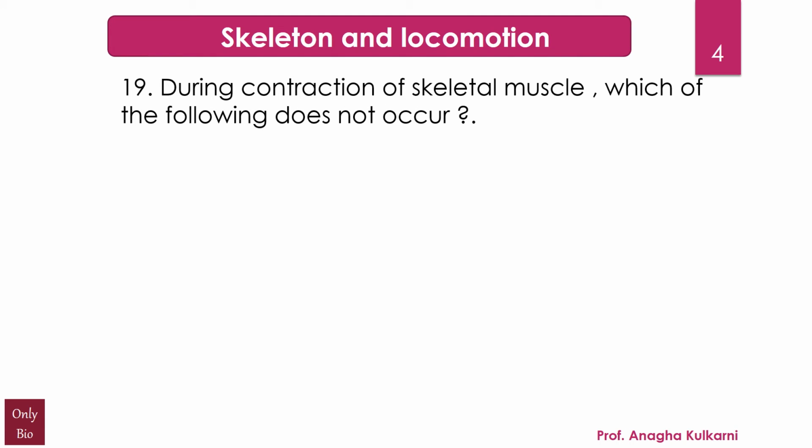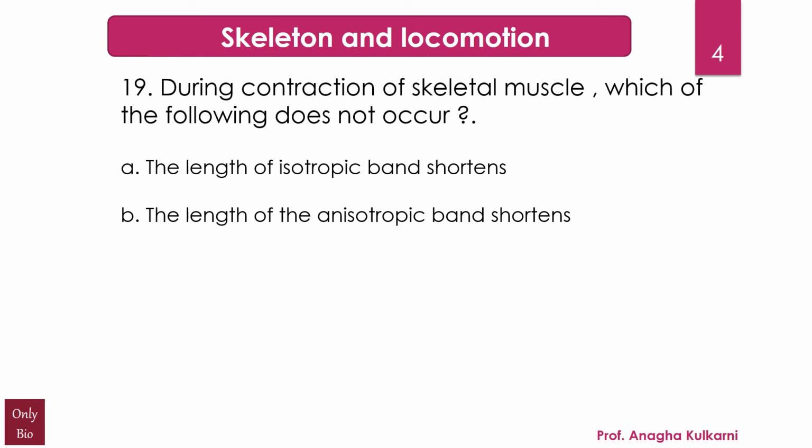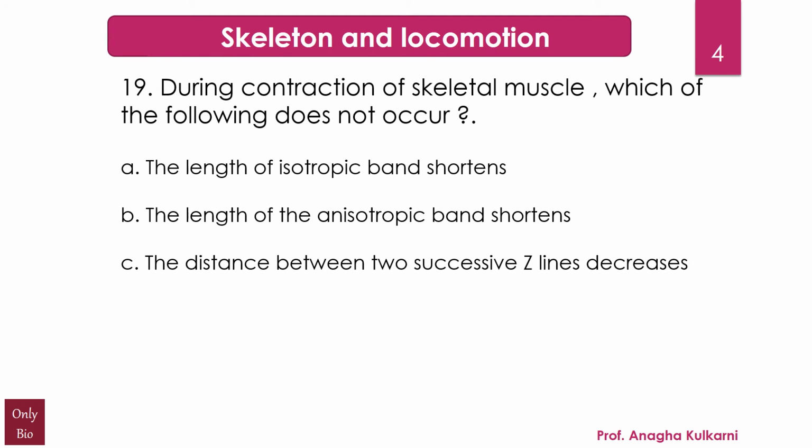Question number 19. During contraction of skeletal muscle, which of the following does not occur? A. The length of isotropic band shortens. B. The length of the anisotropic band shortens. C. The distance between two successive Z lines decreases. D. The length of Henson's zone shortens.